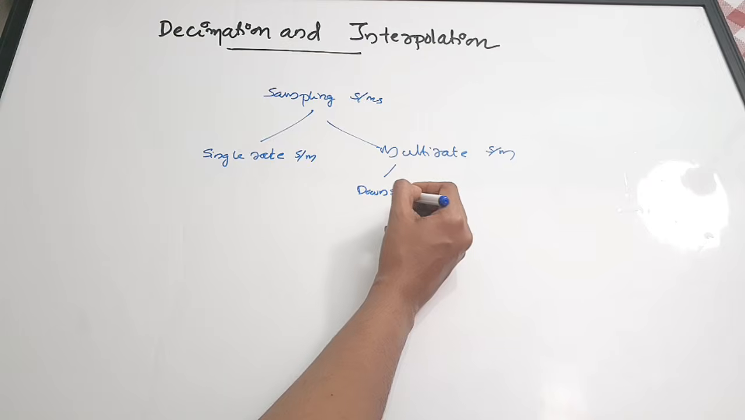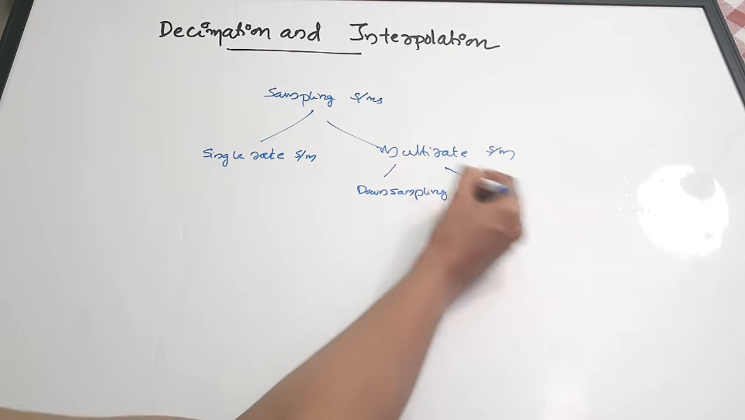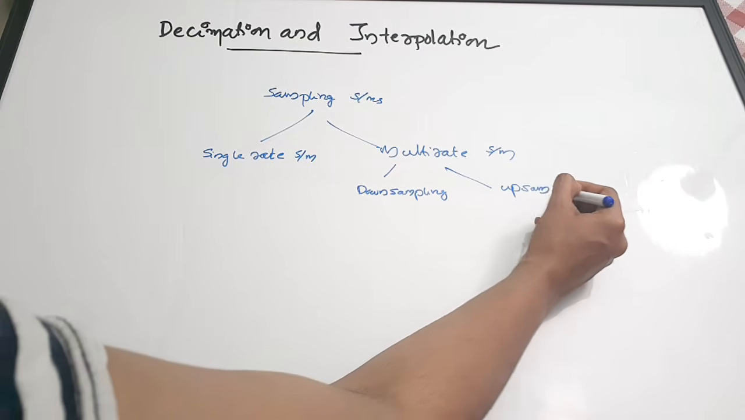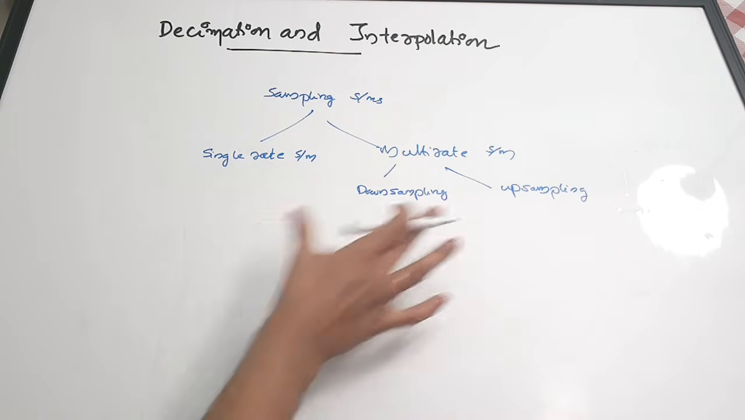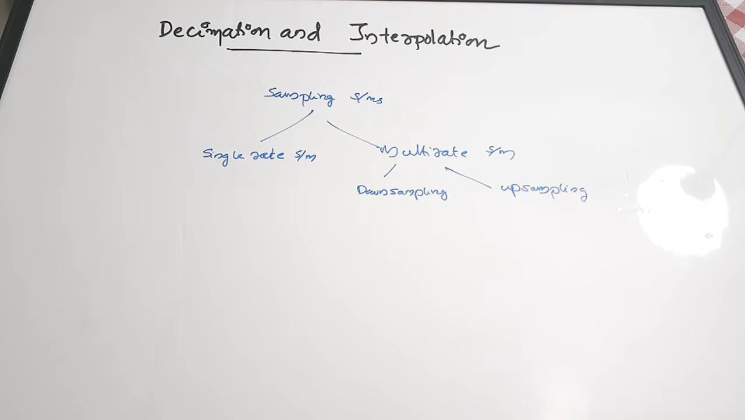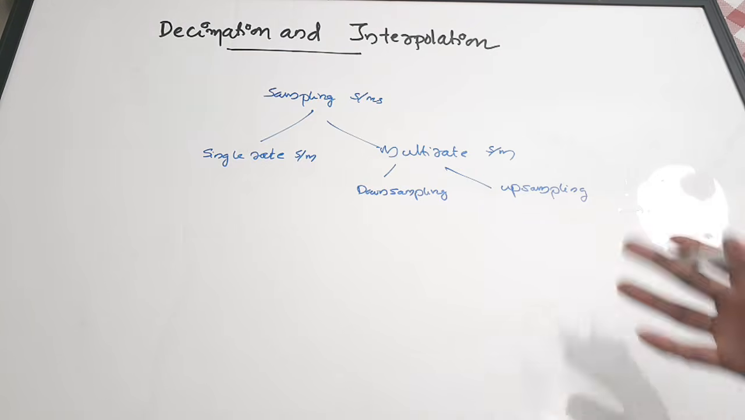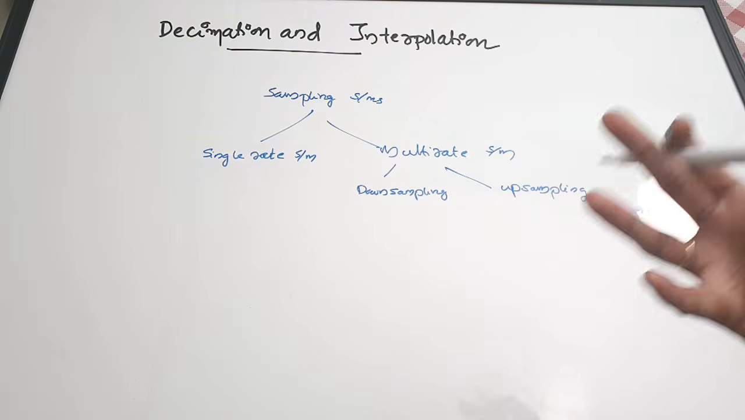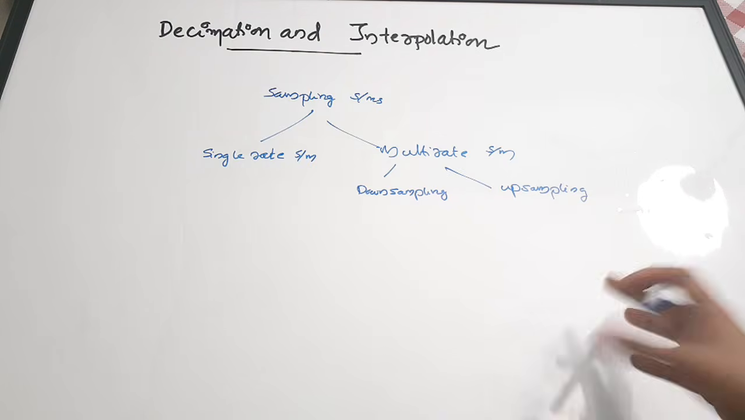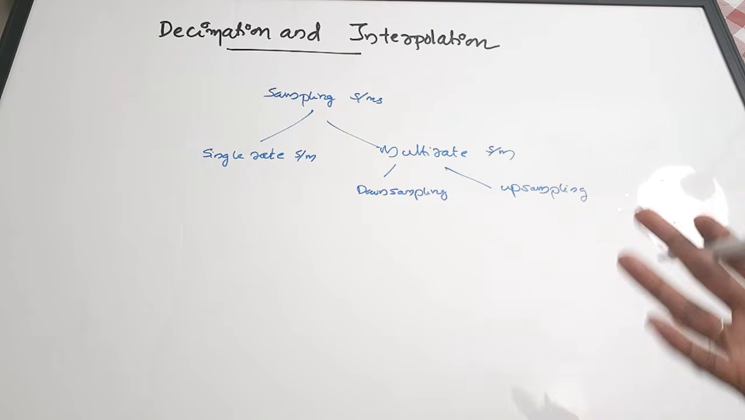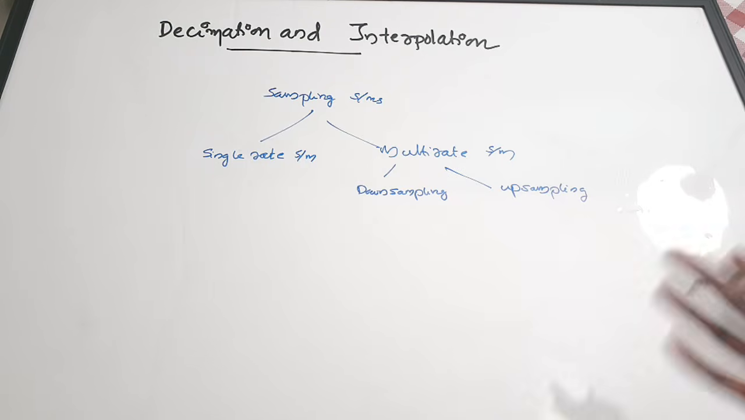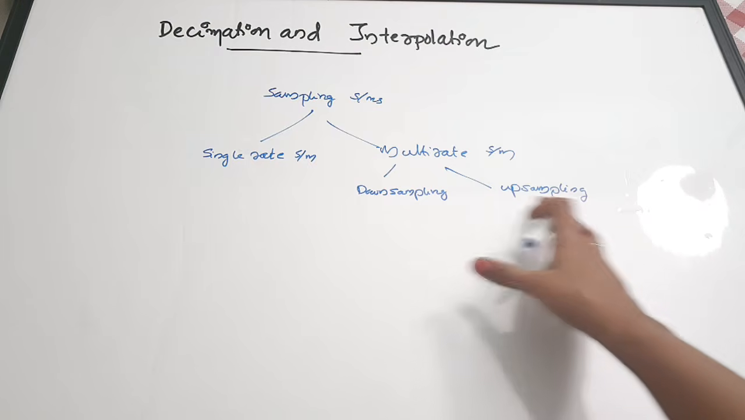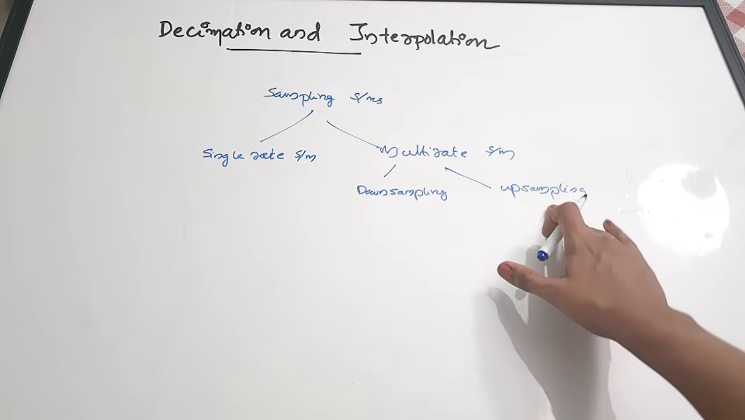downsampling and upsampling. Downsampling means simply reducing the rate of sampling, whereas upsampling means we increase the rate of sampling, or we increase the number of samples. In downsampling, we reduce the number of samples from the original data, whereas in upsampling we provide some additional zeros and increase the data count or the sample count. So those are the two basic operations we perform in downsampling and upsampling.